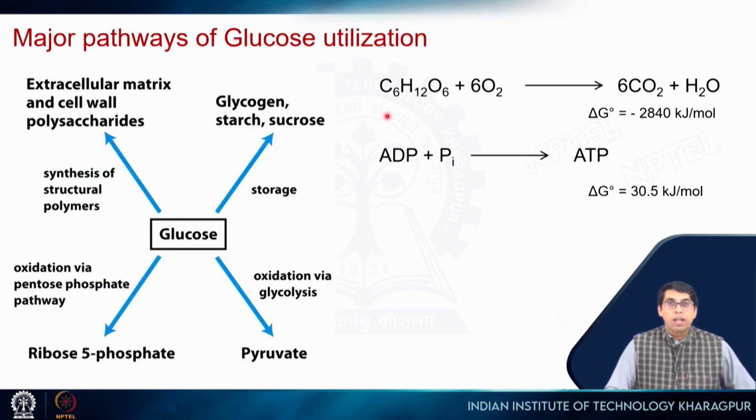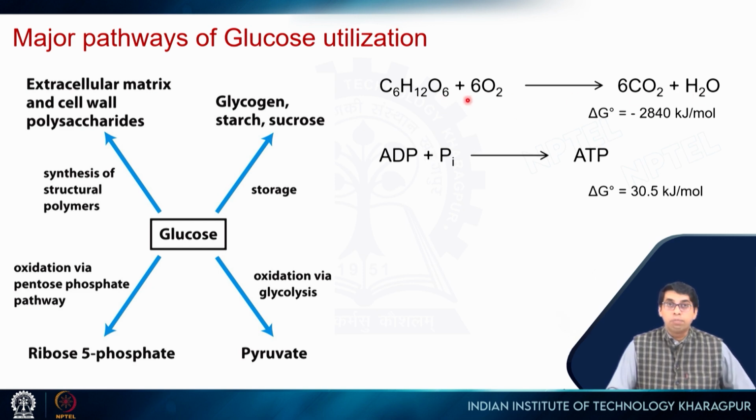So, the ultimate goal is to produce energy, right. Glucose is a very high energy molecule. If we just burn glucose, we can get 2840 kilojoules per mole of energy, right. But then if it is just combustion, then most of that energy will be lost as heat energy, right. So, what our body does is it does a very controlled oxidation, where ultimately this glucose will be oxidized using oxygen to carbon dioxide and water. So, this is the final reaction that you will get.